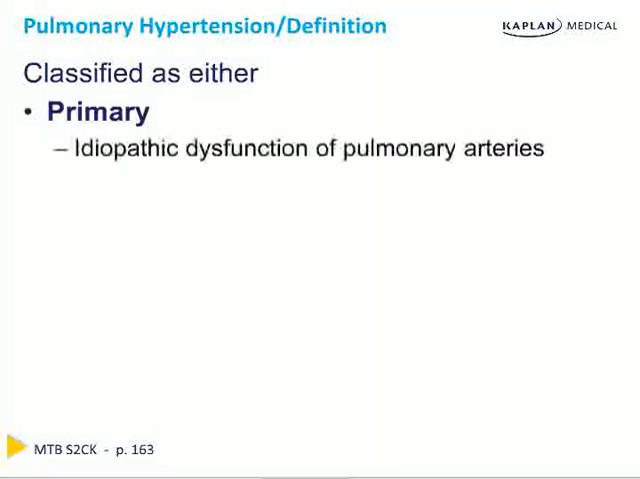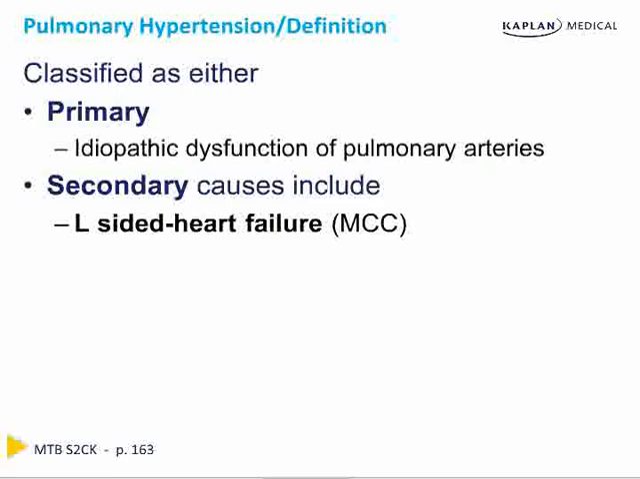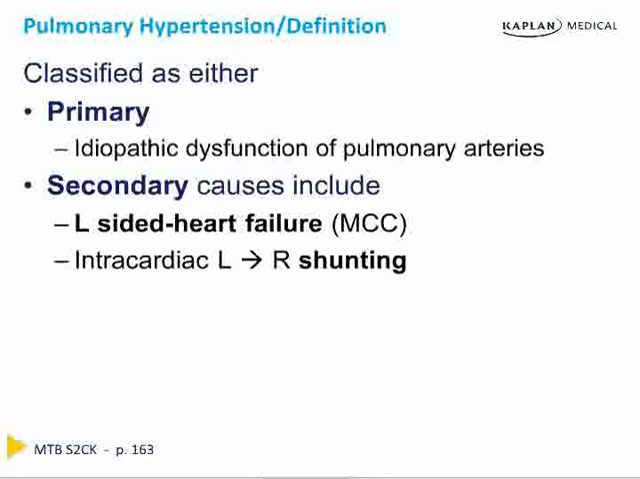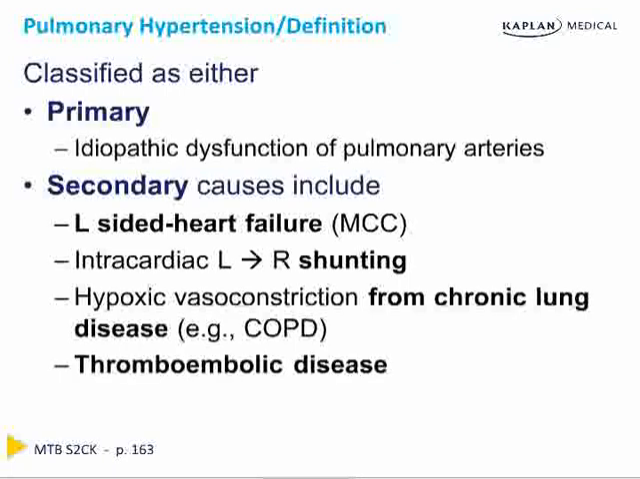Primary pulmonary hypertension is a disease characterized by idiopathic dysfunction of the pulmonary arteries without some other underlying cause. Whereas secondary causes of pulmonary hypertension include left-sided heart failure, which is by far the most common culprit, intracardiac left-to-right shunting, hypoxic vasoconstriction from chronic lung disease, for example, COPD, or thromboembolic disease.